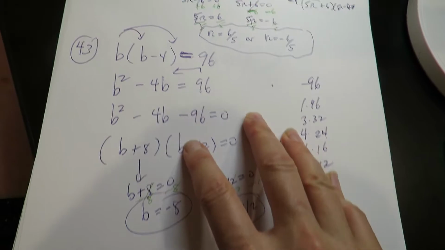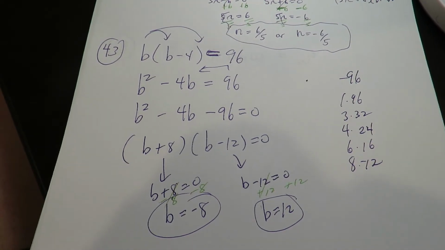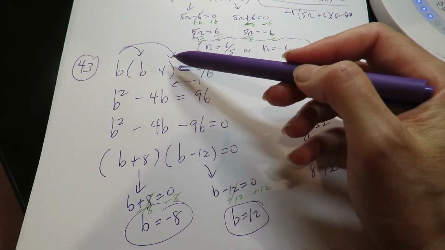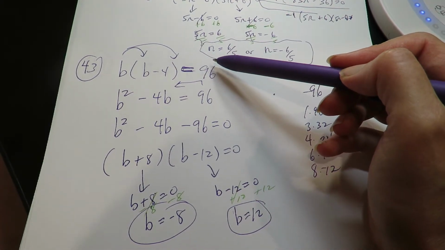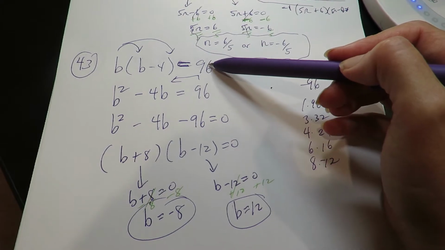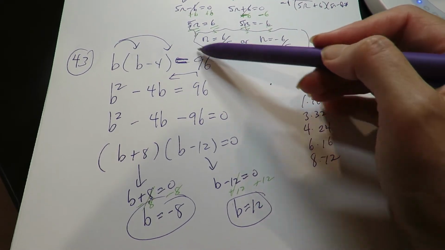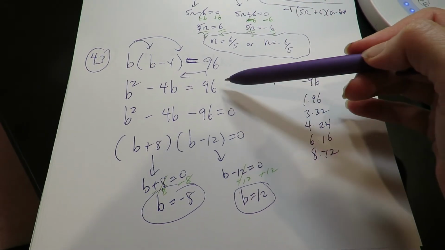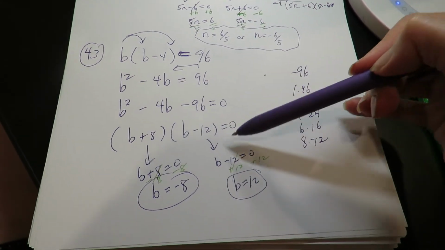Okay, and then for this one, you'll get the -8 and the 12. So just remember, if it looks factored but it's not set equal to 0, it's garbage. If it looks factored and it is set equal to 0, then you can use it. But this is not a useful format, so you actually have to undo it, tear it down, and then build it back up.